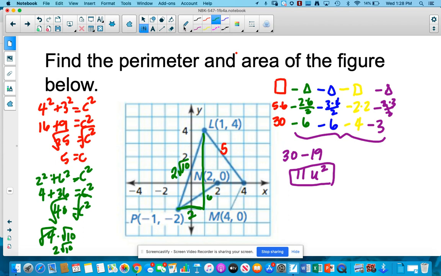Okay, so now I'm going to erase this piece of it. And I know this over here is 2.